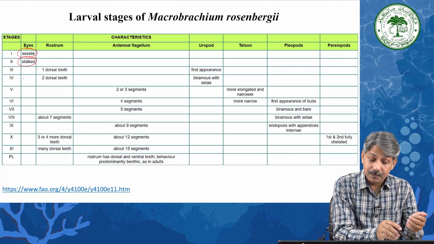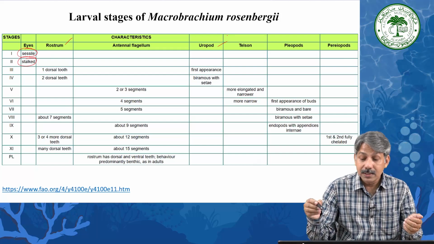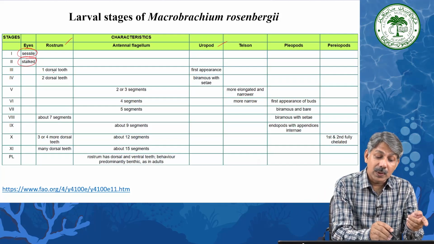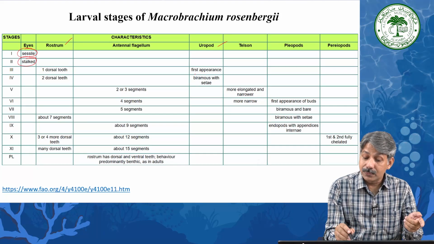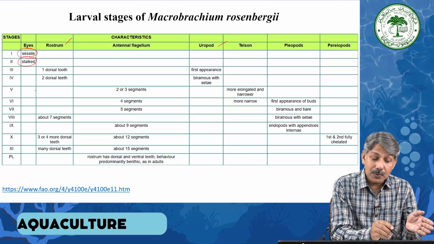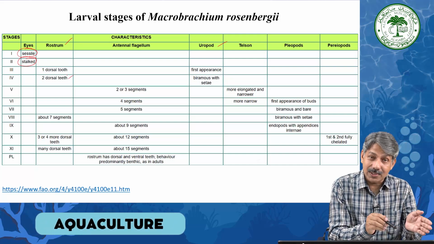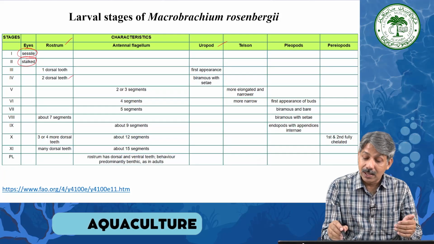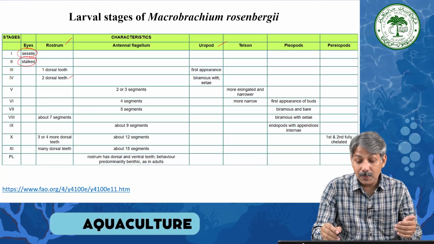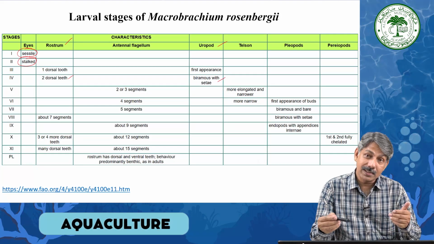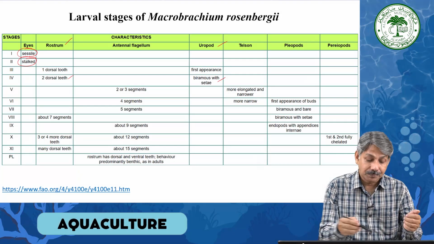In stage 3, we can observe the rostrum as well as the uropod, 2 structures. In the rostrum, in stage 3, there is 1 dorsal tooth. Uropod first appears in stage 3. In stage 4, the rostrum has 2 dorsal teeth. That is how stage 3 and 4 will be distinguished. And the uropod becomes biramous with setae. So again, the uropod of stage 3 and stage 4 can be distinguished.